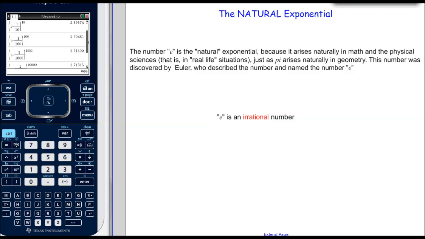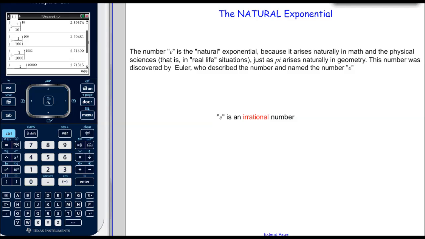Okay, so this is a bit of an extension video, so for those of you looking for a little bit of an extra challenge, we're going to look at the number e, which is also referred to as the natural exponential. This is because it arises naturally in both math and physics, the physical sciences in general, the same way that pi arises naturally in geometry based on the circumference of a circle.